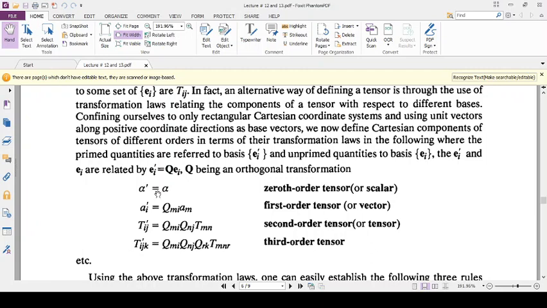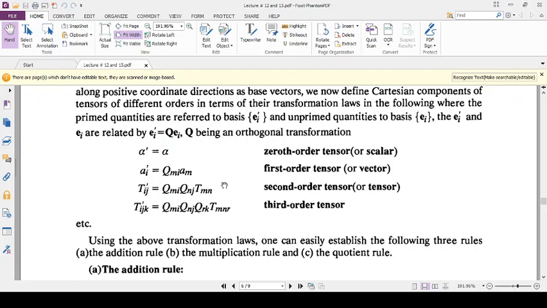That is, alpha dash equals alpha: a scalar remains invariant in any transformation. Suppose you have distance as a scalar, then it remains invariant. If you are moving from ei to ei dash, its value will not change.